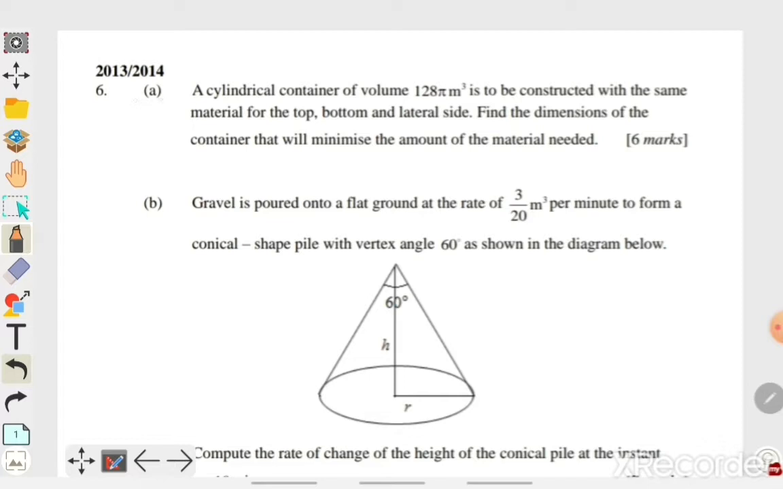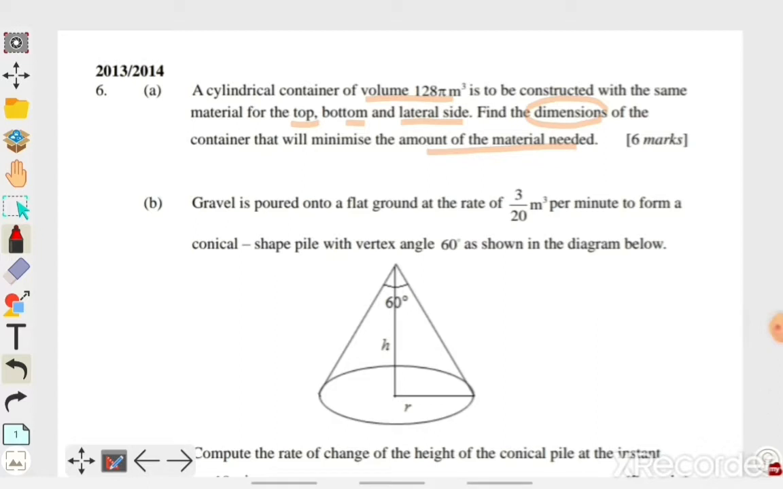Past 2013-2014 question number 6. A cylindrical container of volume 128 pi meter cube is to be constructed with the same material for the top, bottom, and lateral side. Find the dimension of the container that will minimize the amount of the material needed. Alright, how do we do this?